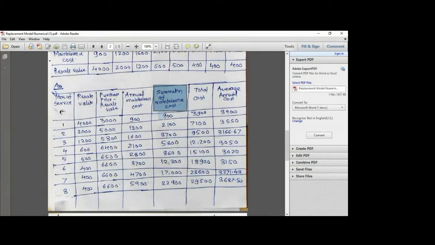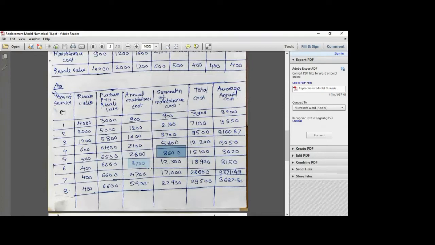So for the first year it is 900, so 900 plus 1200 is equal to 2100. 2100 plus 1600 is equal to 3700. 3700 plus 2100 is equal to 5800. 5800 plus 2800 is equal to 8600.